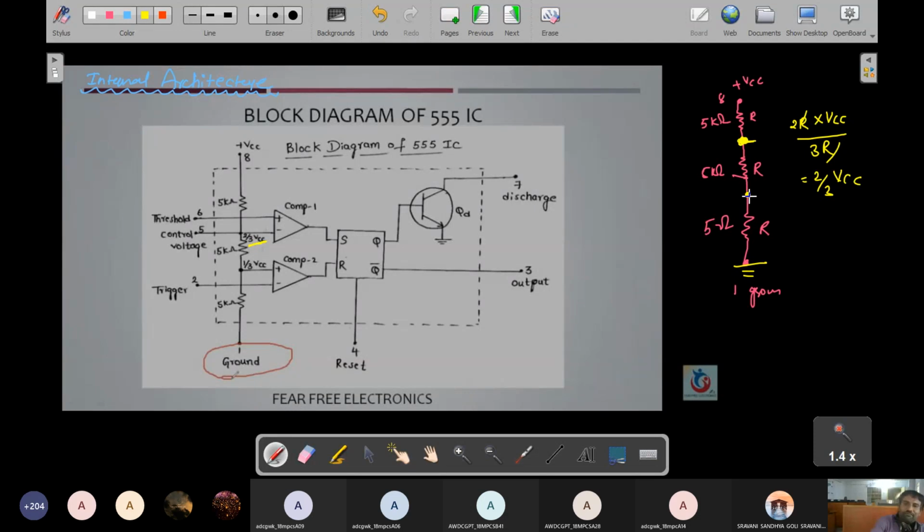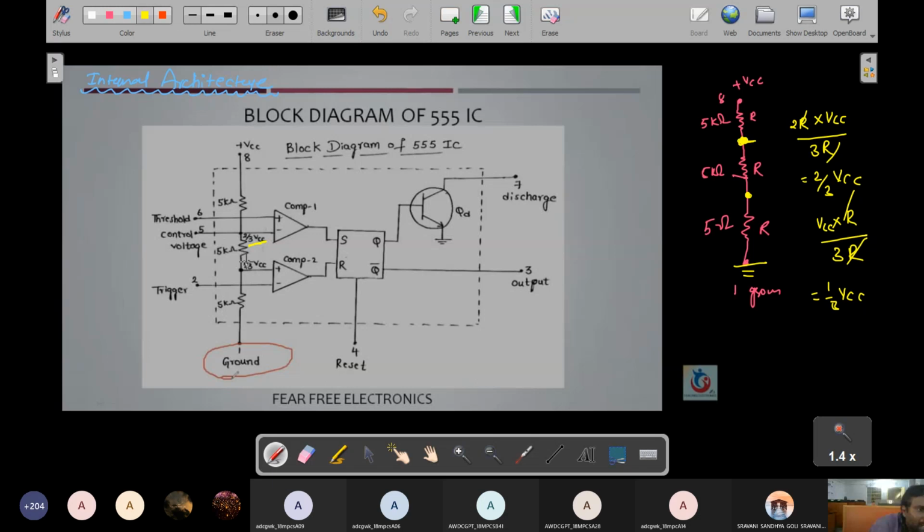Similarly, after crossing this point, what is the potential difference? Only one resistance is there. Therefore, VCC into one resistor R divided by the total resistance 3R. Simply cancelling, this is called 1 by 3 VCC. So the potential dropped at this point is 2 by 3 VCC, and the potential dropped at this point is 1 by 3 VCC.